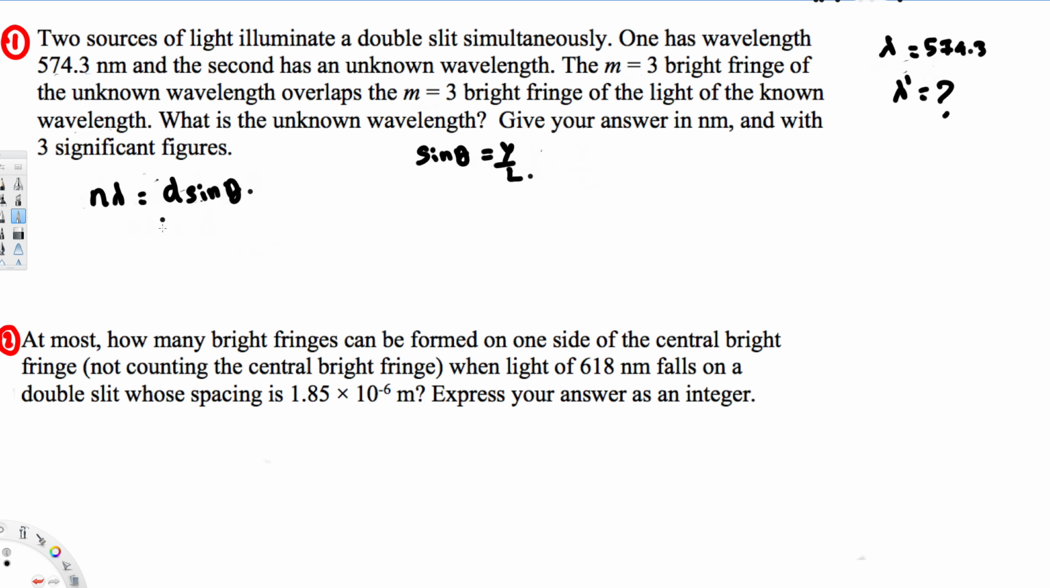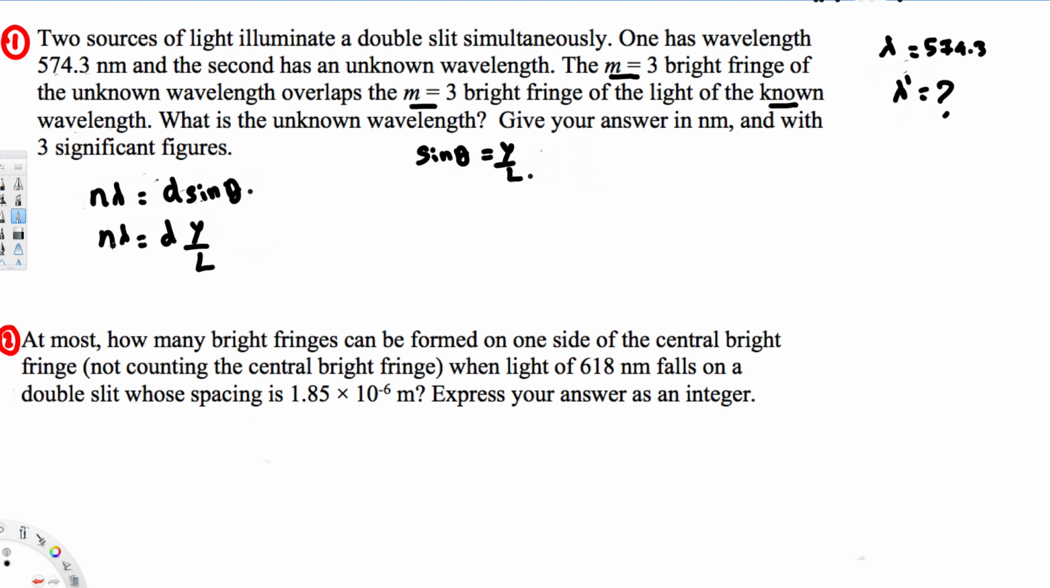Now let's go ahead and replace this value with this one. So this is going to be n lambda is equal to d times y over L, and here we have n that's provided, that is what m represents, right? And for both of them the n values are equal. For the known and unknown we have the same n value. It's also mentioned right here: for the known one m is equal to 3, for the unknown one m is equal to 3. So first we are dealing with the known one and see what we can get from that.